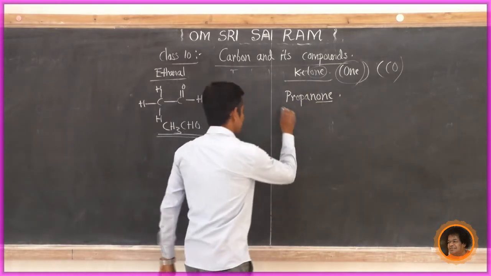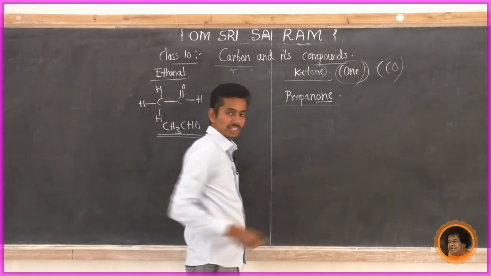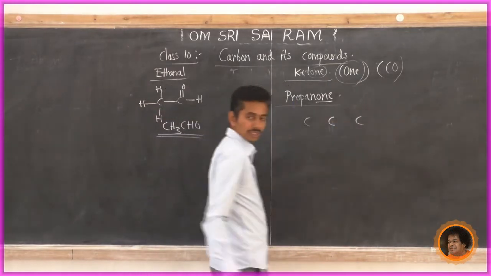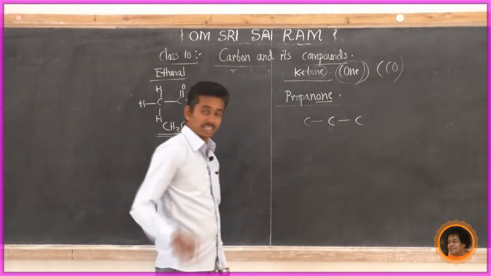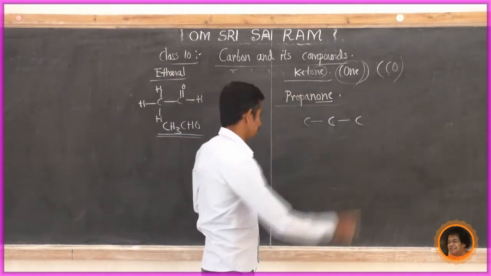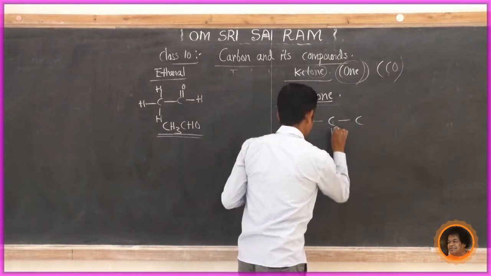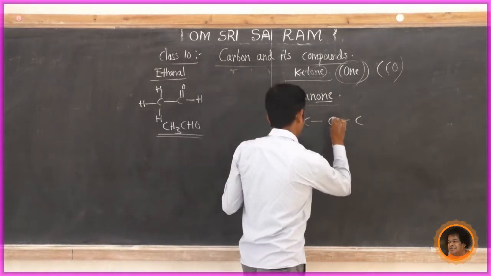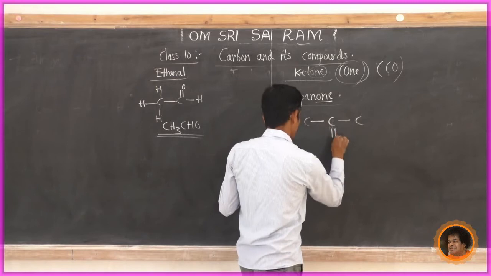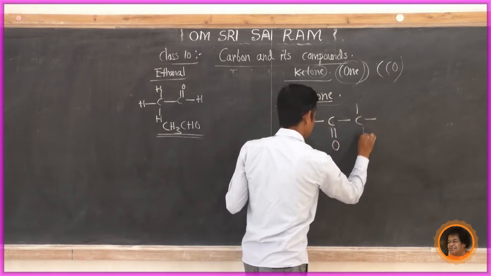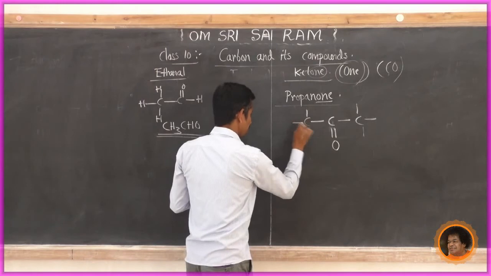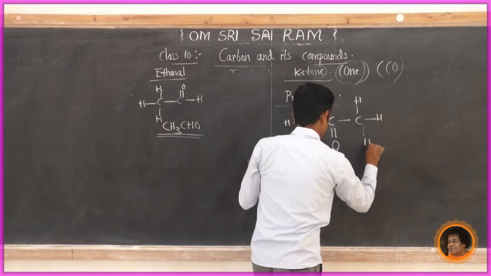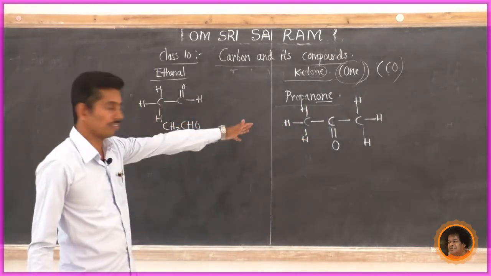Now the method. What is the method of writing a structural formula? Prop means how many carbon atoms? 1, 2, 3, with single bonds. Then write the functional group CO. Use this C, and O right here. After that, for this carbon, 4 covalent bonds are over. For this one, 1, 2, 3, 4. For this carbon, 1, 2, 3, 4. That is hydrogen. This is the structural formula of propanone.